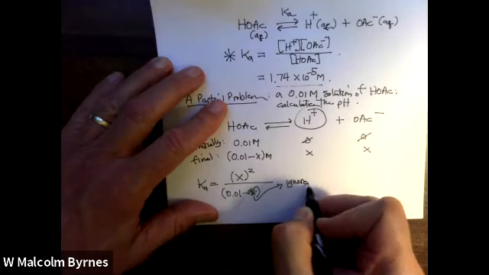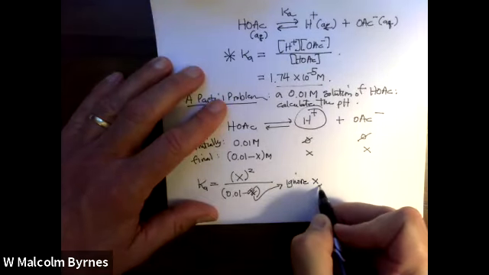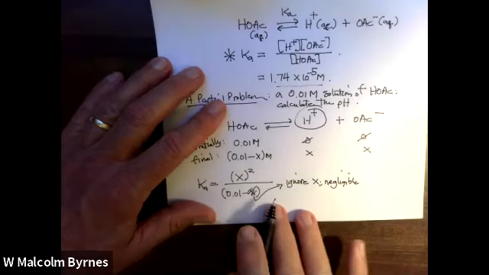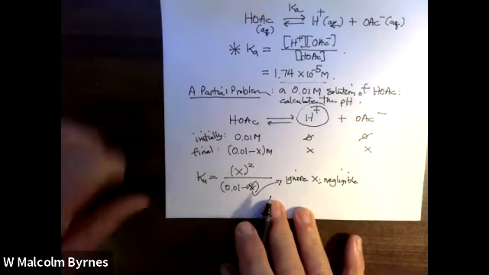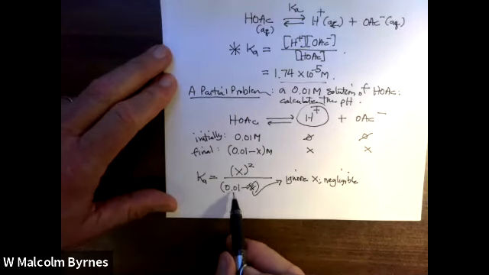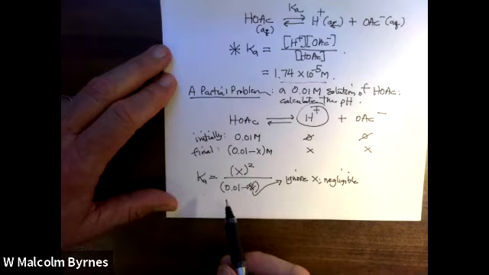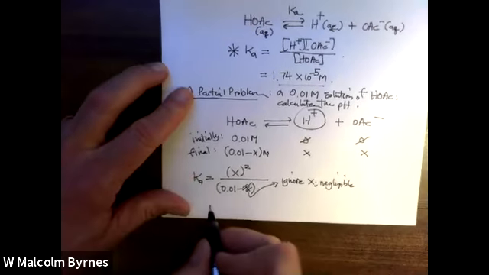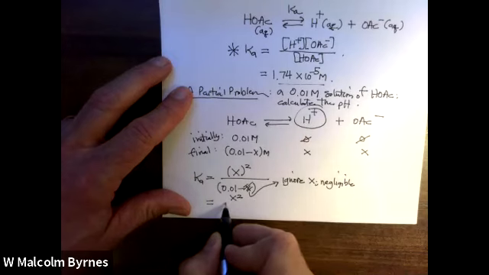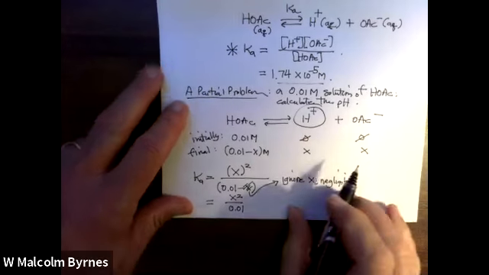Ignore X because it's negligible, because the value of K sub A is so small that not much is going to ionize, and so it's small relative to 0.01. Right? So then that means that K sub A is equal to X squared over 0.01.